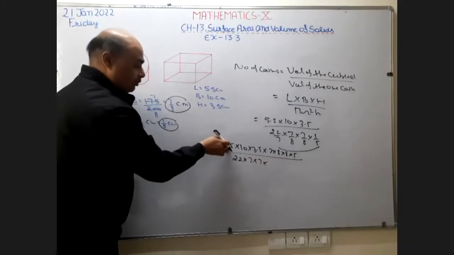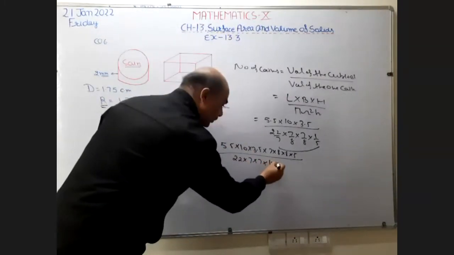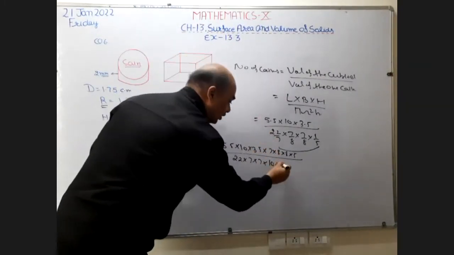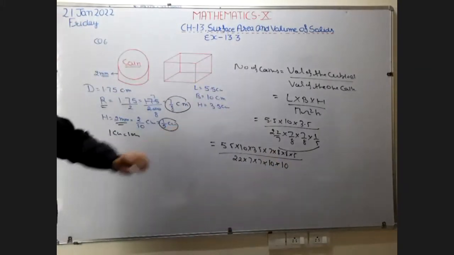I want to remove this decimal. To remove this decimal, I want to write 10. I also want to remove this decimal. To remove this decimal, I want to write 10. Now I'm going to cancel one by one.